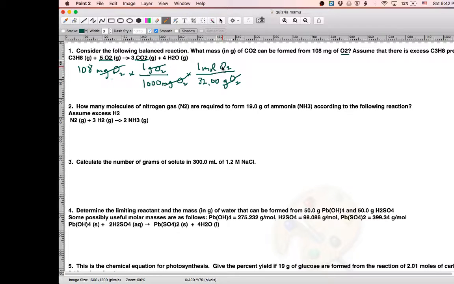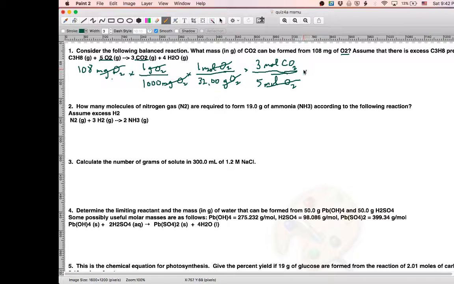Is that what I want? No. I want moles of carbon dioxide. So here I'm talking about 5 moles of oxygen and 3 moles of carbon dioxide. That means that 5 moles of oxygen is 3 moles of carbon dioxide, if you don't mind some bad grammar there. So moles of oxygen cancel. Woo! And we got 3 moles of carbon dioxide.